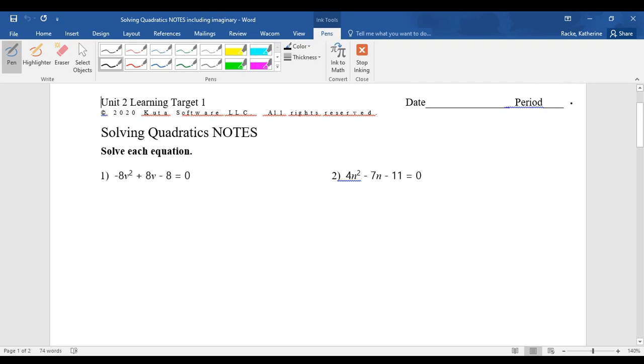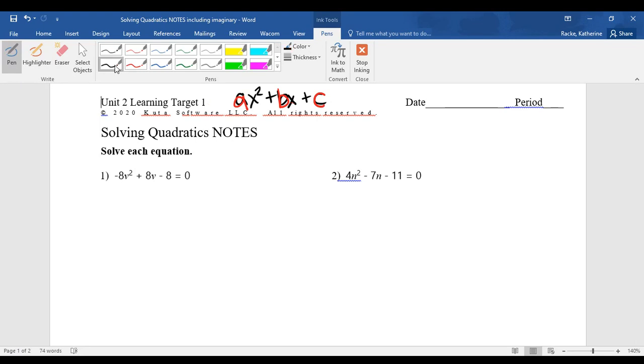Alright guys, we're going to get started with solving quadratics today. Today we are going to be using the quadratic formula, but you need to understand that the standard form is ax squared plus bx plus c, where a, b, and c are always numbers, okay? So whatever number is with the x squared is your a value, whatever number is with the x is your b value, and whatever number that doesn't have any variables is always your c value.